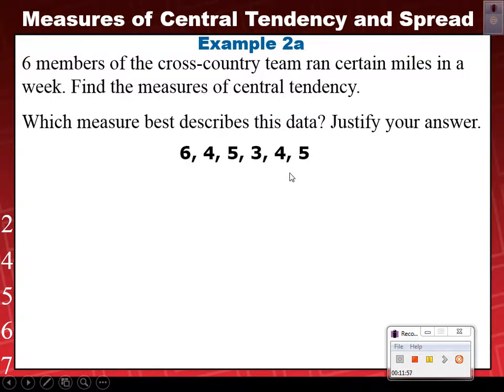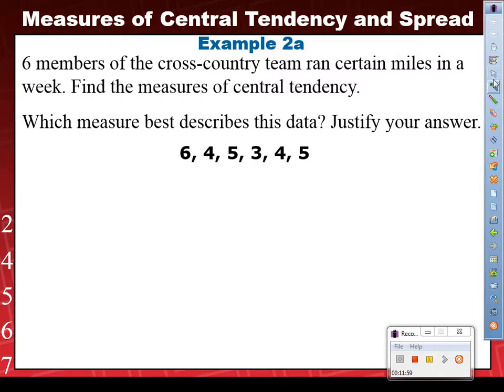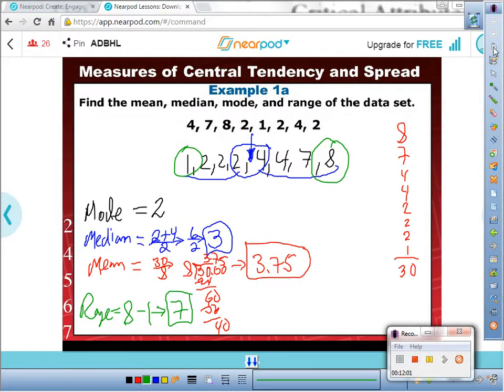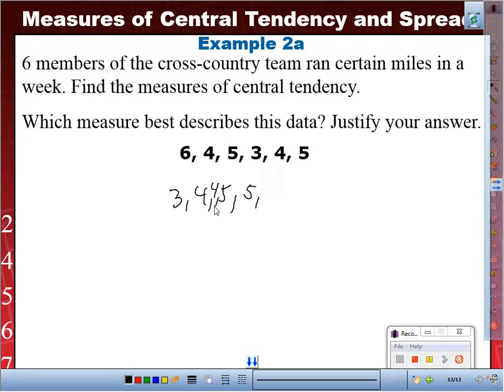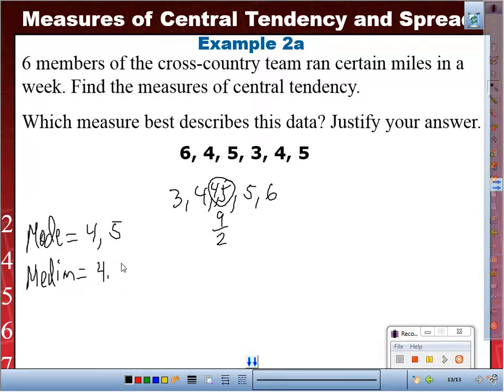So, if they give us this data, according to the problem, we know what to do. So check this out. The first thing I would do is arrange this from least to greatest: 3, 4, 5, 5. I skipped the 4? Yeah, I did that on purpose to see if you're paying attention. And 6. So, according to the mode, what would my mode be? 4 and 5. The median would be what? 4 plus 5, that's 9 divided by 2 is 4.5.